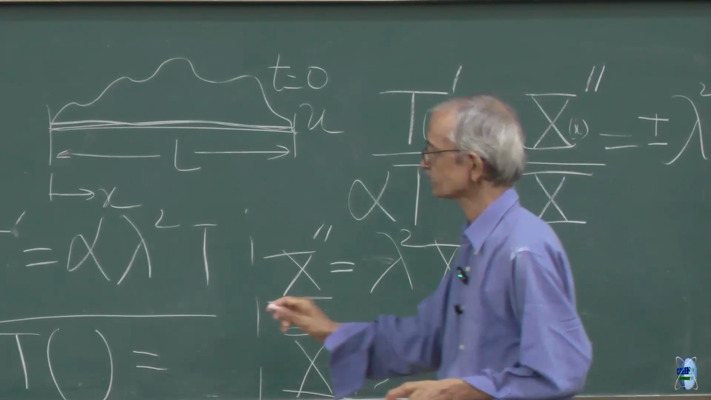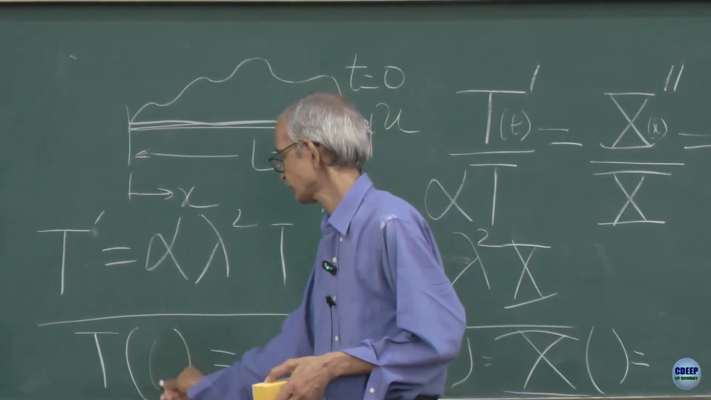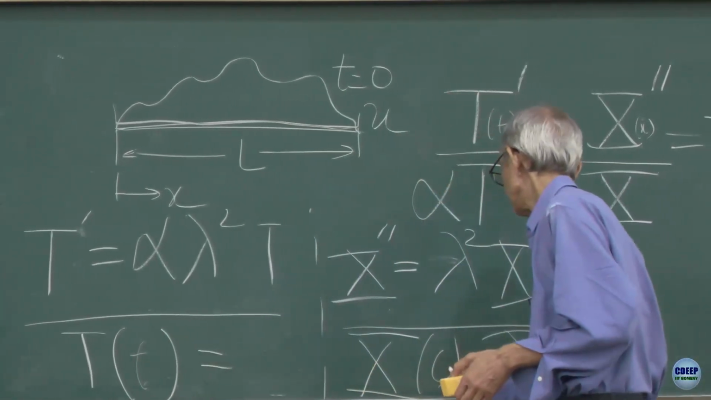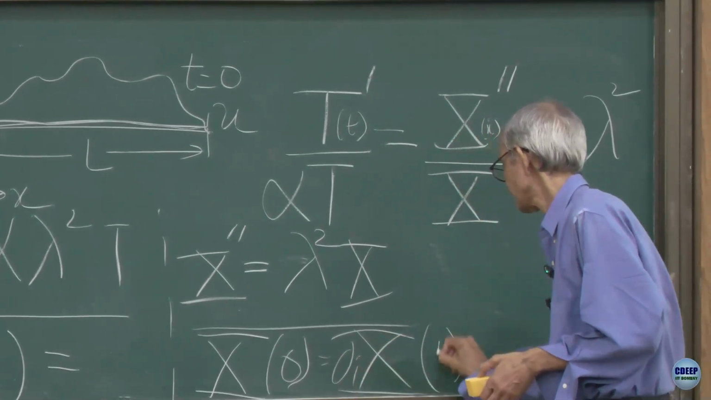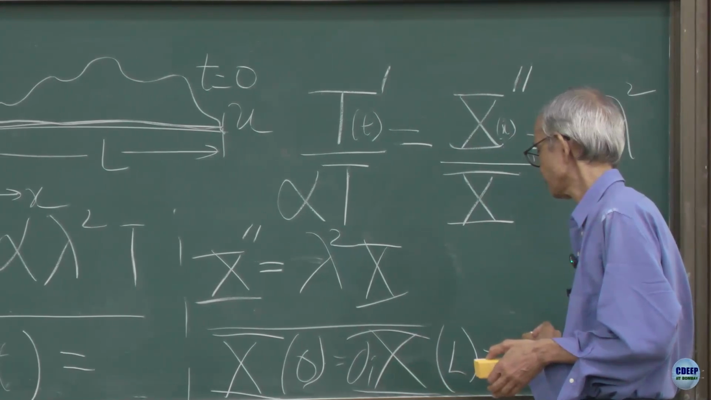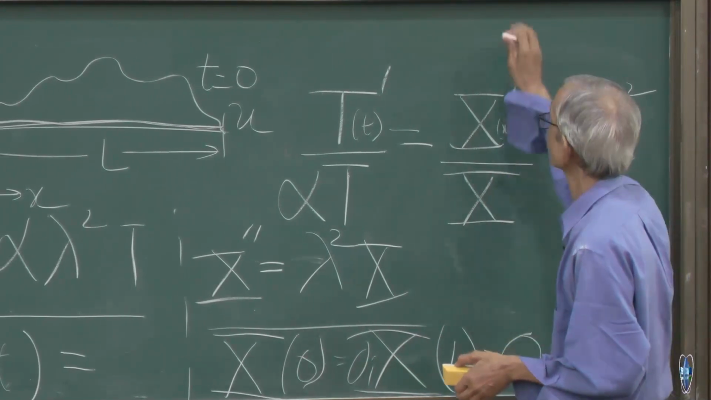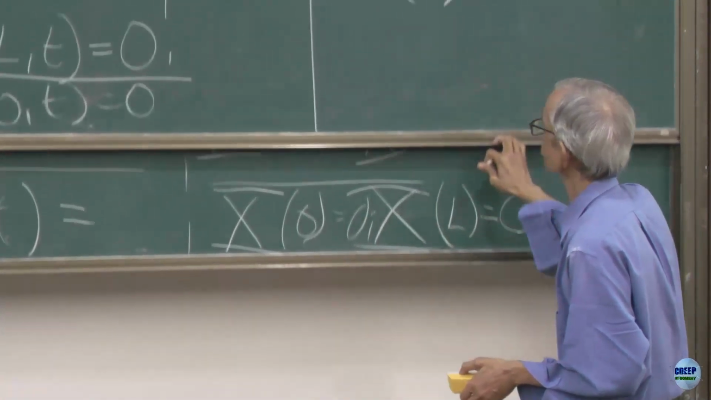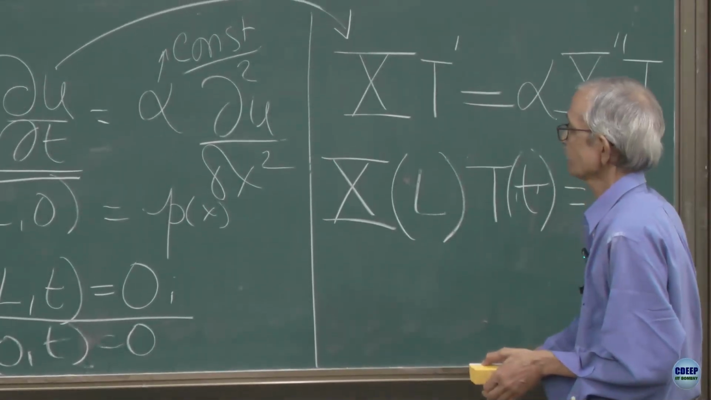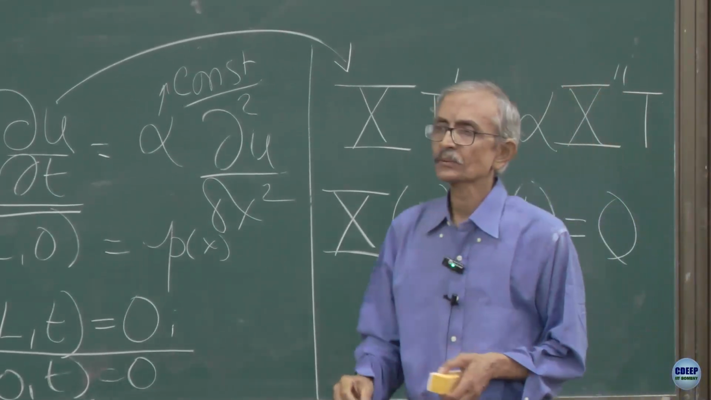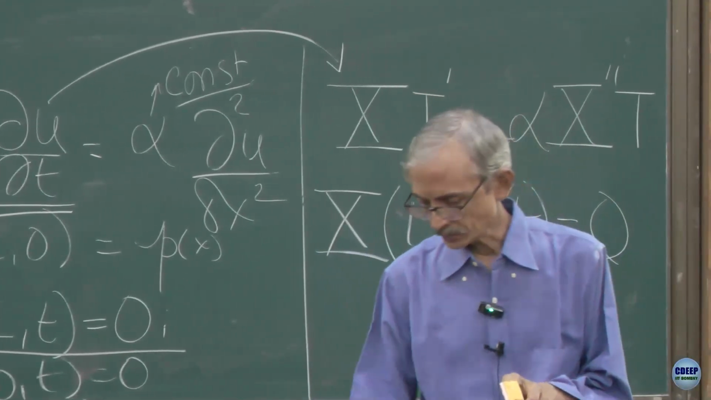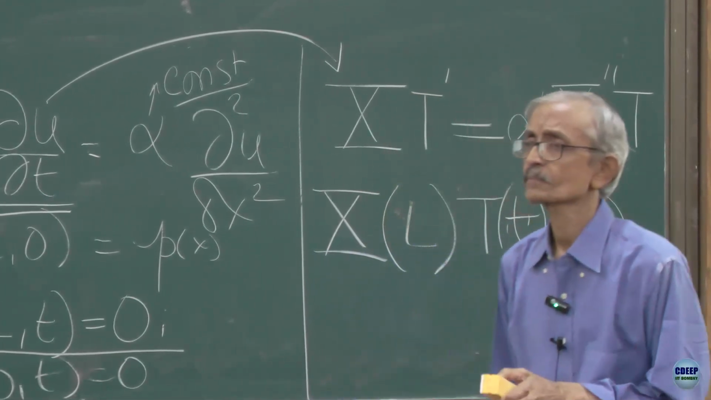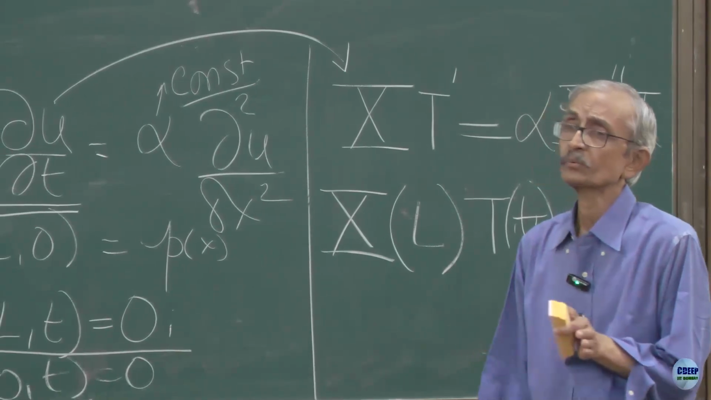What is equal to 0? X of 0, X of L. Okay, X of 0 is equal to 0 and X of L is equal to 0. Why? Capital X of 0 is equal to 0 and capital X at L is equal to 0. Why do we want that? Or how do we want that?